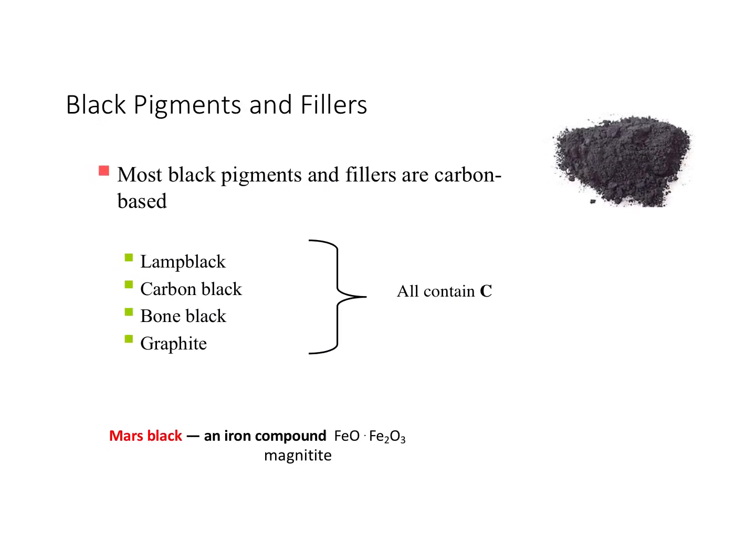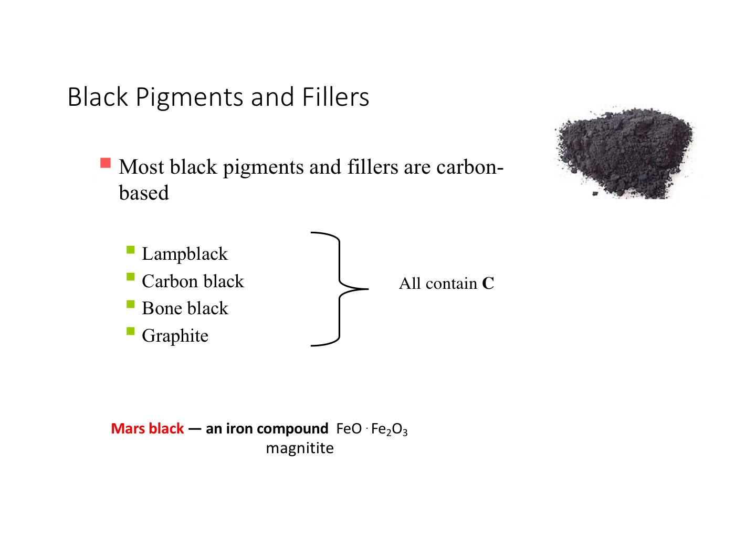Then the last few things we're going to get to are black pigments and fillers. Most black pigments and fillers are carbon-based. There's a few good exceptions. One is Mars Black, which is named after the Greek god of war, Mars. And it's an iron compound. But again, most black pigments and fillers are carbon-based.